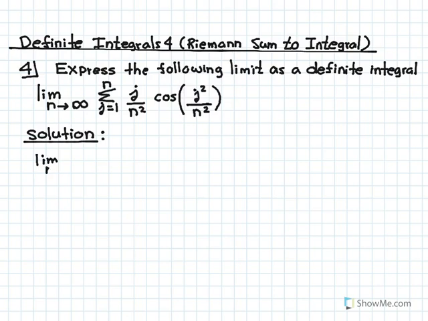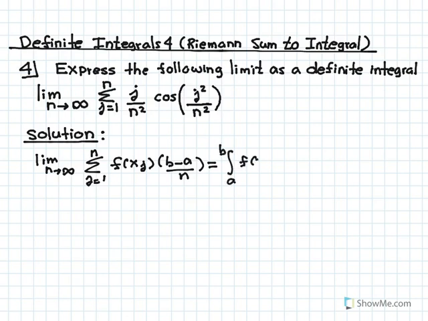Limit n goes to infinity, j goes from 1 to n, f of xj times b minus a over n, that's equal to the definite integral from a to b of f of x dx. This here is delta x, b minus a over n, that's your delta x.